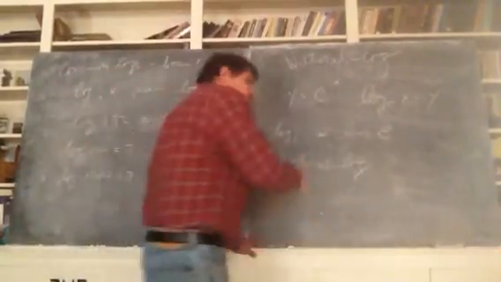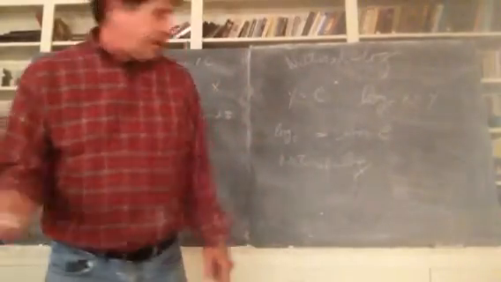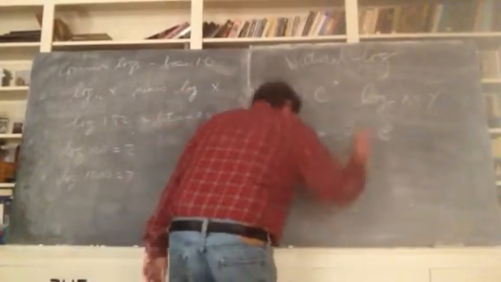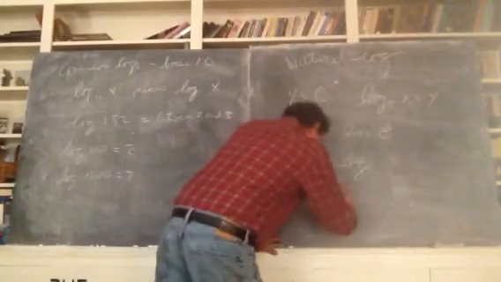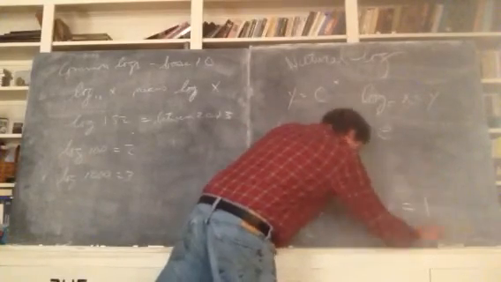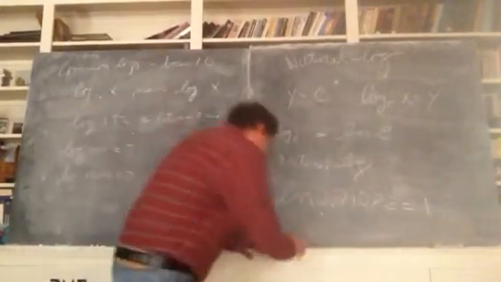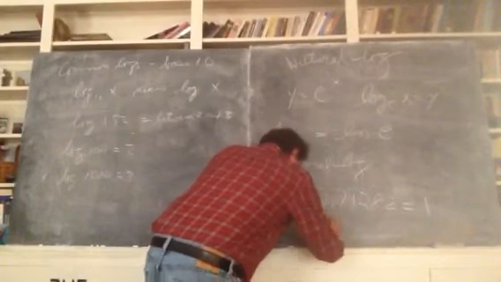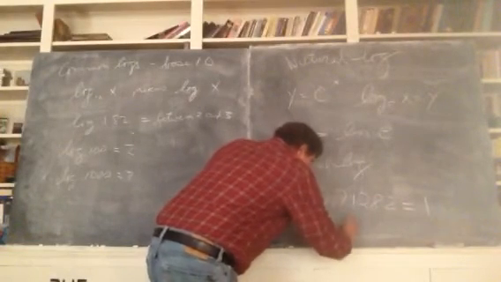Hey, keep this in mind. e to the first is 2.7, so the natural log of 2.71828, which is e to the first, is 1, because e to the first is 2.71828.